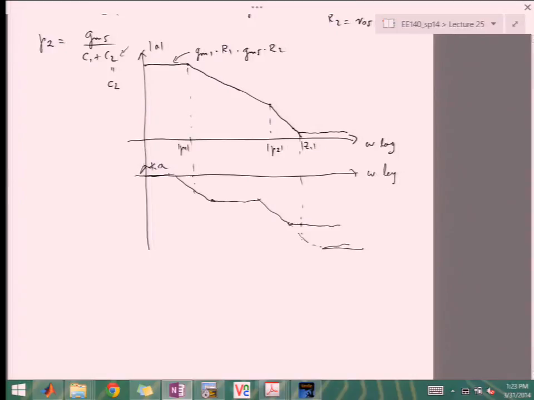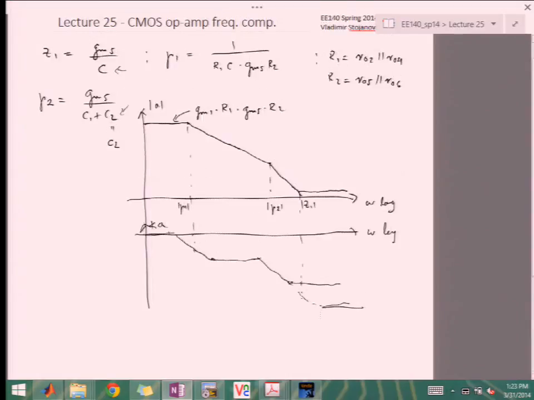So notice that P2, GM5 over C1 plus C2, is sort of the final destination of P2. What if the zero goes to 20 instead of 0? Does it start at negative 40? Sorry, yes, you're right, good catch. So this is minus 20, minus 40, and this would kind of flatten it to minus 20.